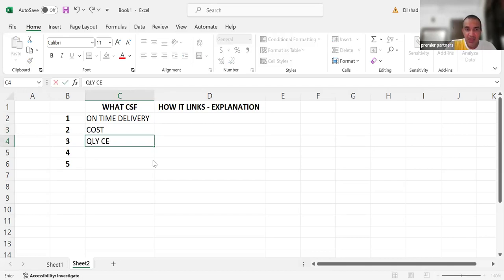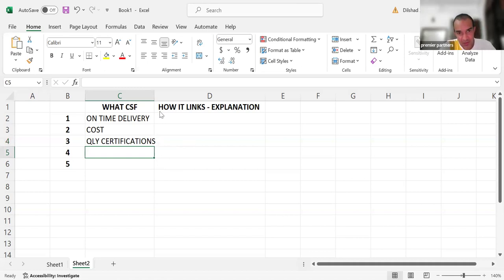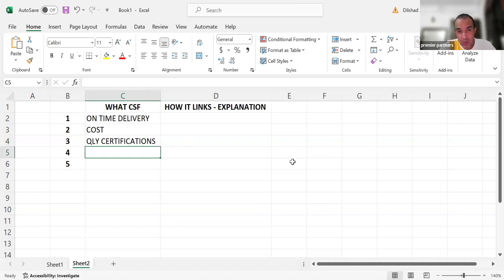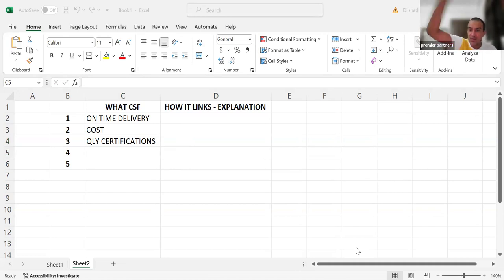Quality certifications. Like ISO, like I told you before. If they are there, then that means your product quality is good, isn't it? More and more customers will come and buy from you. Right? More and more. Now, your HSA, SFG is buying from you. So, like that, you can find more customers if your quality is good. You have the final product.